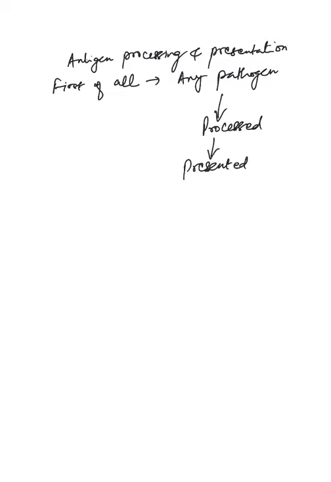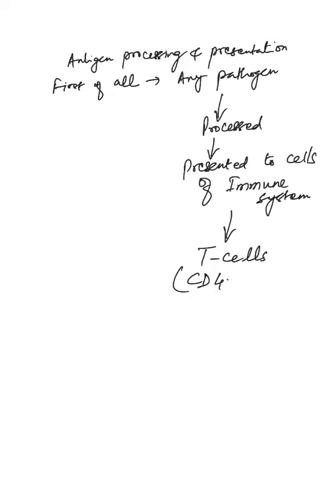Okay, today I'm going to talk about antigen processing and presentation. So first of all, any pathogen, whether that is bacteria, fungus, or virus, has to be processed before it can be presented to cells of the immune system, particularly the T cells. Okay, T cells. And we have two kinds of T cell, if you remember, CD4 and CD8 positive T cells primarily, which are taking part in immune response.